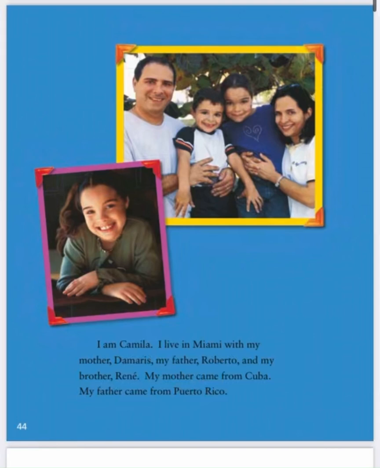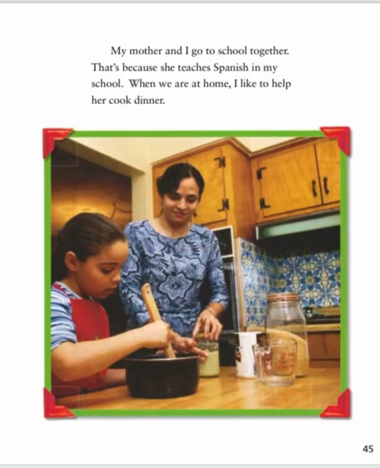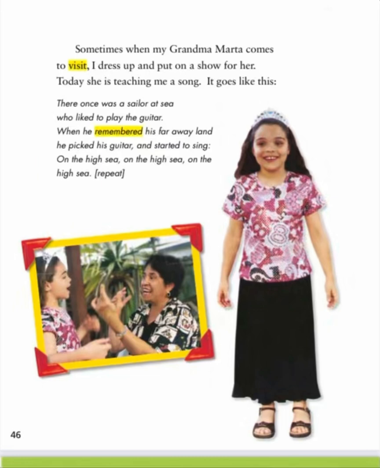I am Camila. I live in Miami with my mother, Damaris, my father, Roberto, and my brother, Rene. My mother came from Cuba. My father came from Puerto Rico. My mother and I go to school together. That's because she teaches Spanish in my school. When we are at home, I like to help her cook dinner. Sometimes, when my grandma Marta comes to visit, I dress up and put on a show for her.